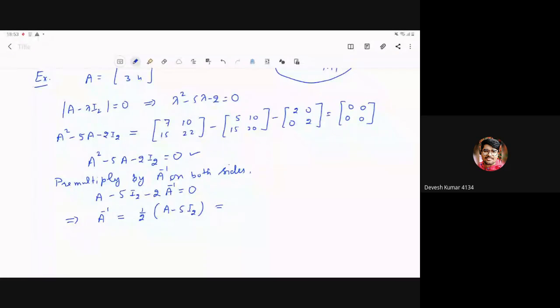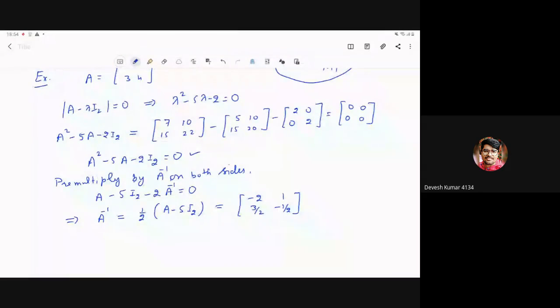Is it minus 2, 1, 3 over 2, minus 1 over 2? Is it the final answer for A inverse? Okay.